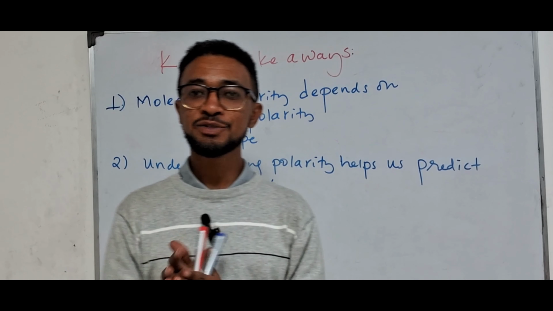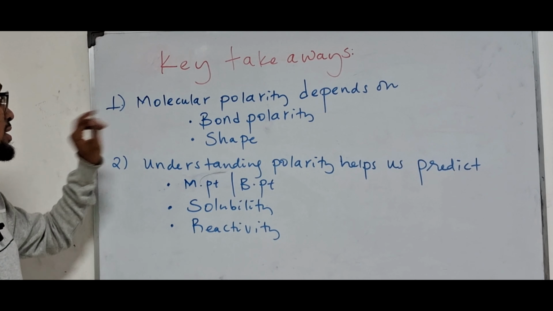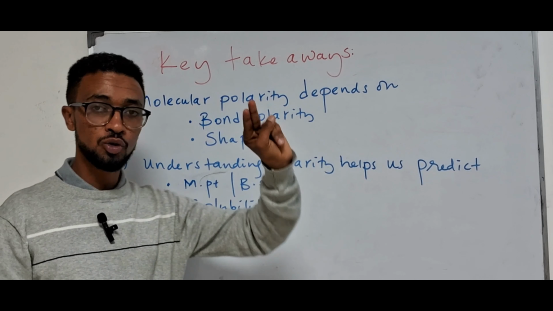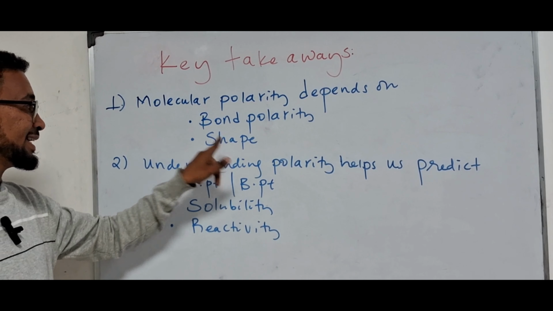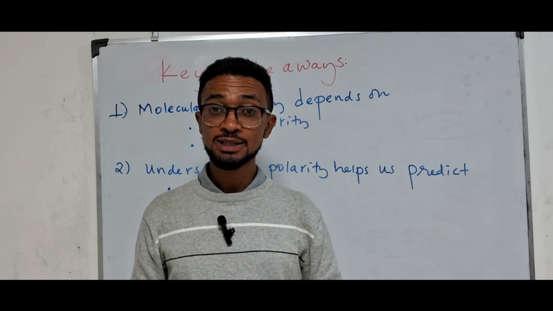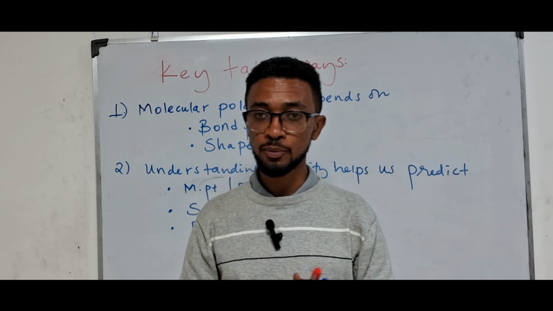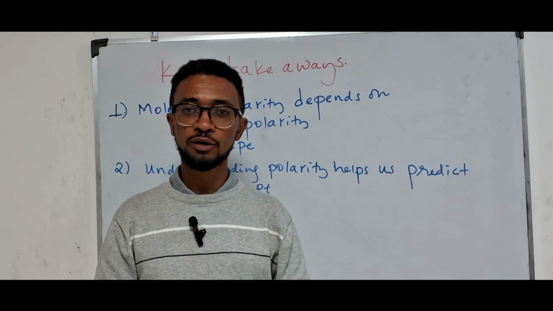So this is it for today. Let's look at our key takeaways. The first one is molecular polarity depends on two factors: bond polarity and shape. Just because a molecule has polar bonds does not mean the entire molecule is a polar molecule, because it also depends on the shape, or the asymmetry or symmetry of the molecule.